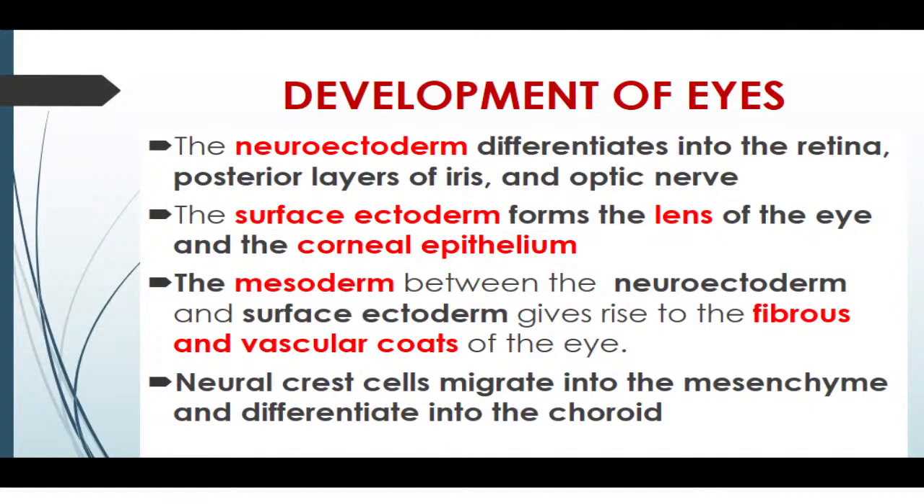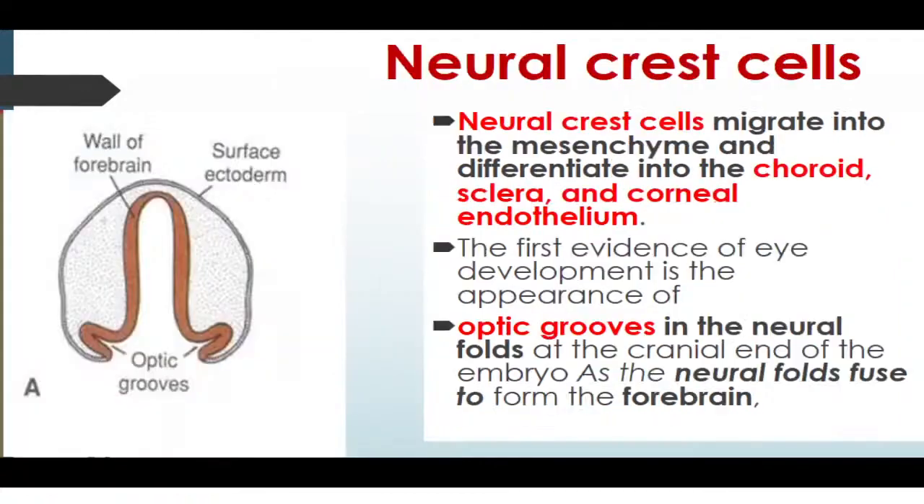Neural crest cells migrate into the mesenchyme and differentiate into the choroid, sclera, and corneal endothelium. The choroid plexus is one of the main types of vascular elements. The choroid is understandable: this is the tunica vasculosa. The sclera is the tunica fibrosa, the outermost layer, white in color, which consists of dense irregular connective tissue.